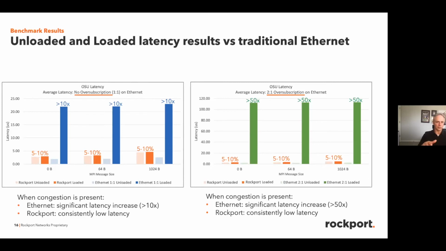we're seeing that Ethernet switch latency goes from about 2 microseconds when it's unloaded to about 22 microseconds. Within a Rockport network, we go from about 3 microseconds to about 3.3 to 3.5 microseconds. So about a 5 to 10% increase, not a 10x increase. If we compare that to a 2-to-1 oversubscribed network, which is a fairly common deployment model, we're seeing that a 2-to-1 oversubscribed Ethernet network will go from 2 microseconds unloaded to almost 120 microseconds loaded. Whereas again, we're doing the same modeling within our network, and we see about a 5 to 10% increase in latency.